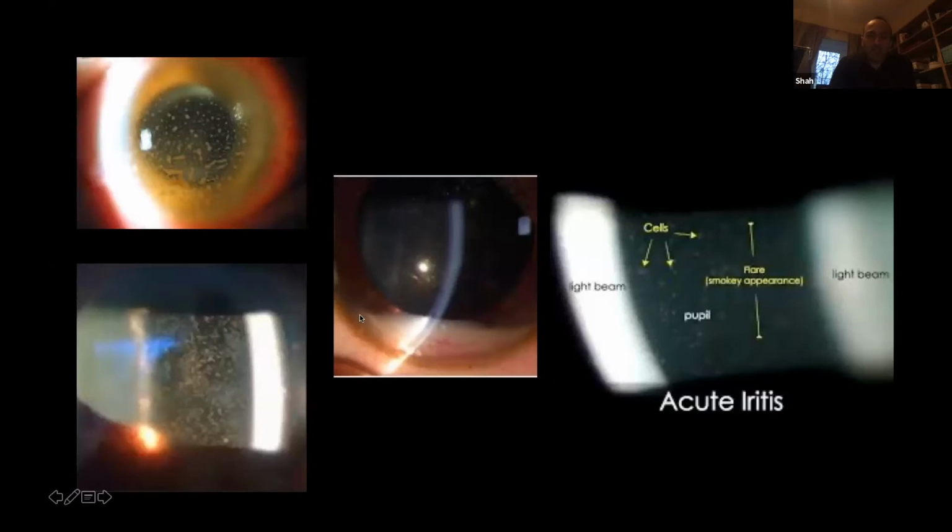And of course, do look for hypopyon. So when the anterior chamber cells are really saturated, they sediment down, and we do look at hypopyon when we are looking at inflammatory response resolution.